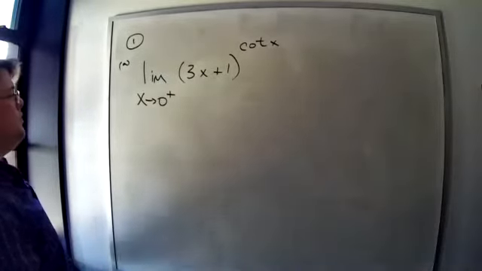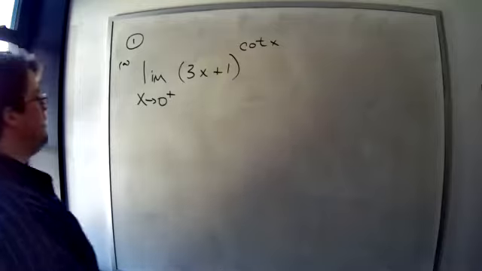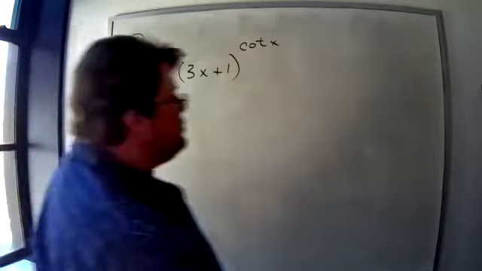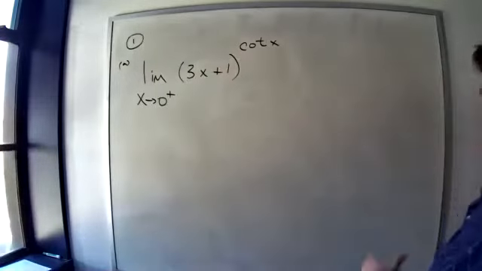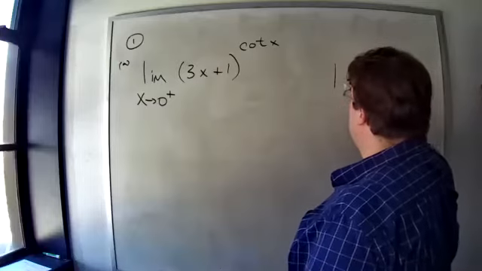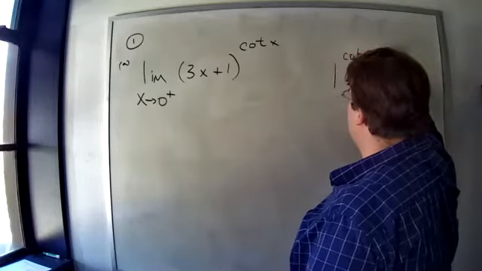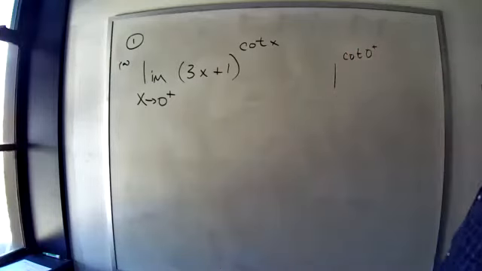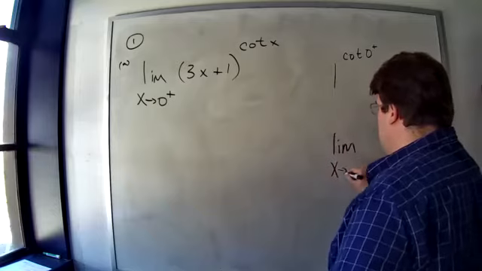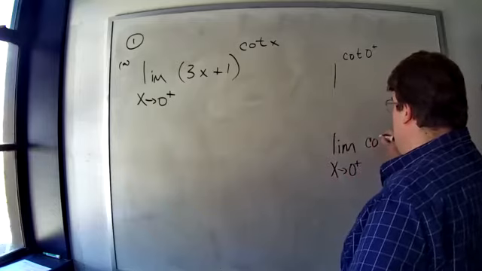So first, if you could do a substitution and get a number, then that is your answer. So you should always check if you could do a substitution. And what happens if you do a substitution here? Well, you get 1 to the cotangent of 0 as x approaches 0 from the right. I'll just use that notation. Cotangent of 0. What is that as x approaches 0 from the right?